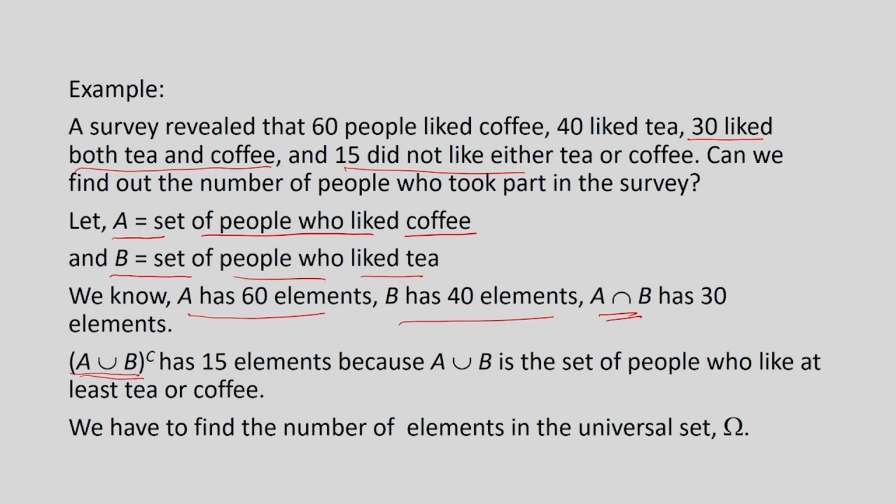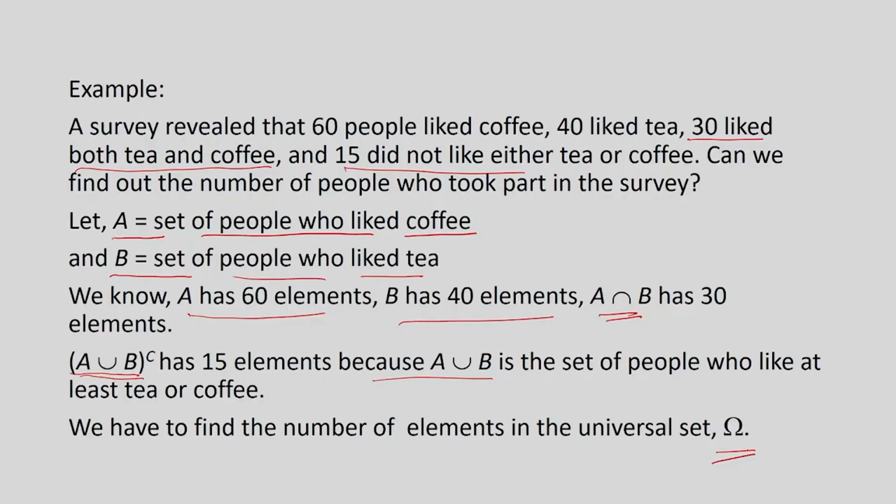So, A union B complement has 15 elements because A union B is the set of people who like at least tea or coffee, right, that is by definition. A union B means the people who belong to that set at least like tea or coffee. So, the complement of that set will mean those people who do not like either. So, that means that A union B complement has 15 elements.